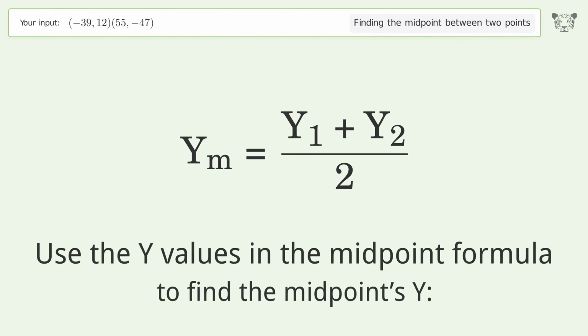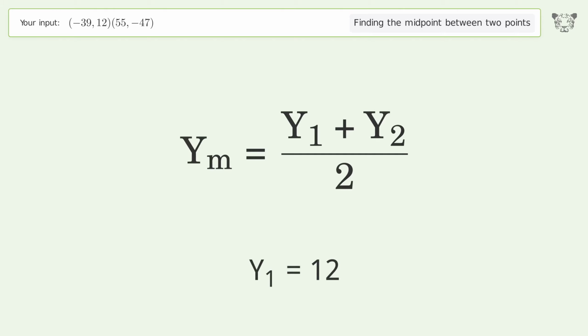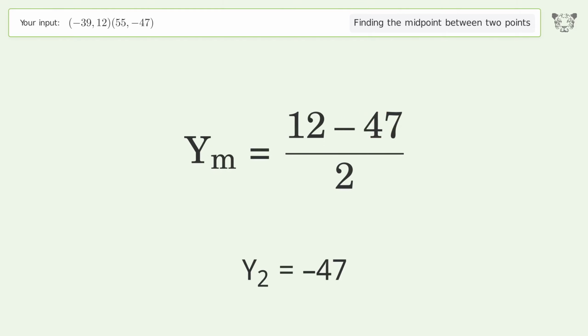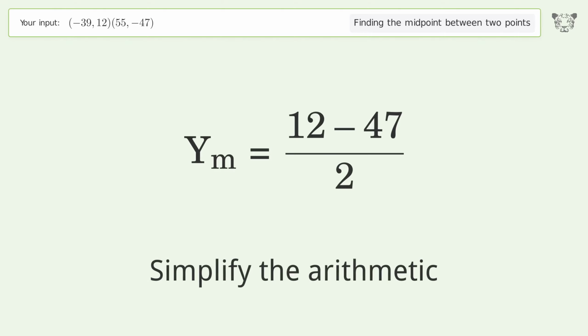Use the y values in the midpoint formula to find the midpoint's y. y1 equals 12. y2 equals -47. Simplify the arithmetic.